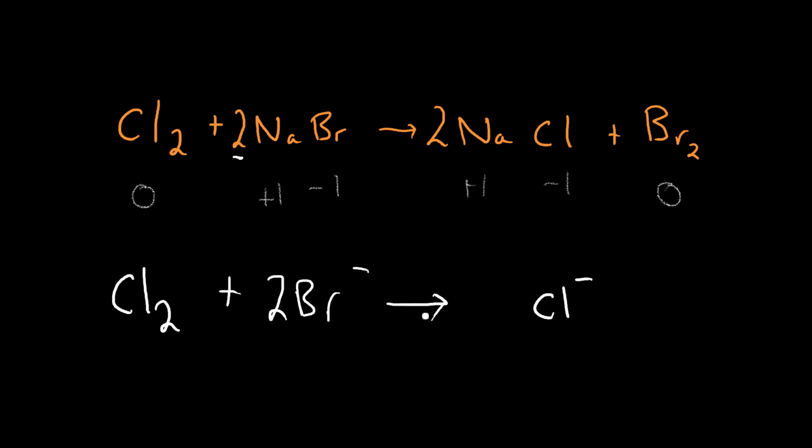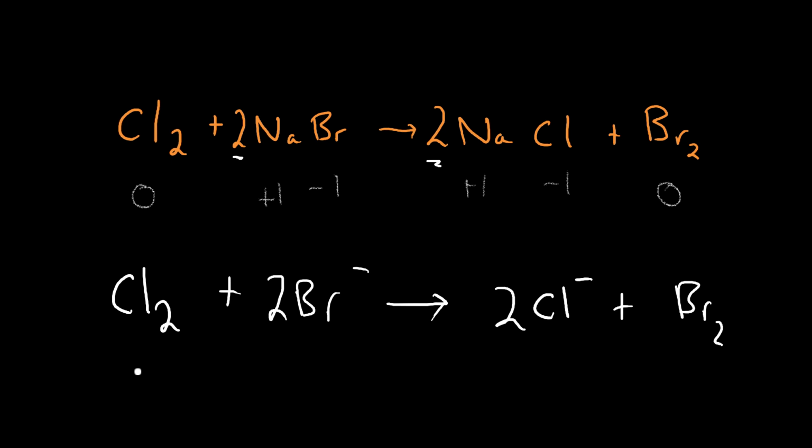And then on the right-hand side, what do I have? Well, I have Cl-, but I have 2 of those, okay, because of this. And bromine is Br2. Okay. Now, this is actually our full ionic equation, right? So this is our ionic equation because we have said which ions are changing charge, and we've balanced those and put them together.